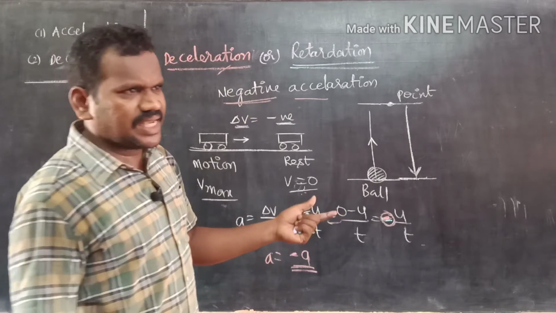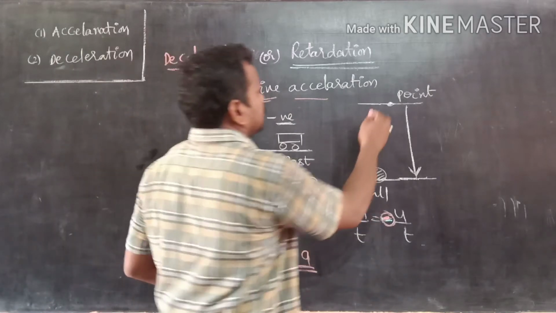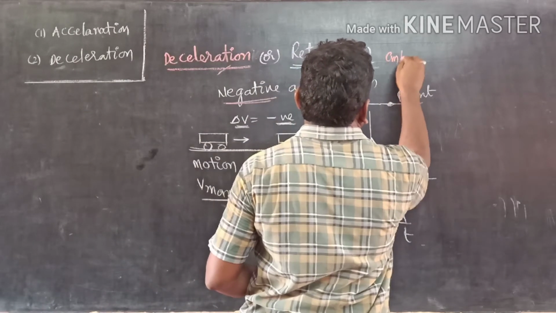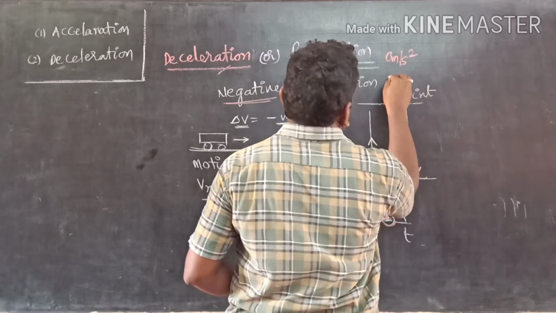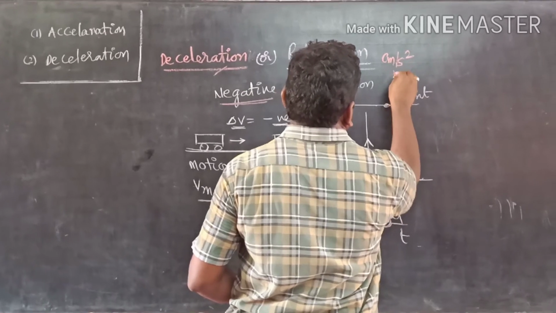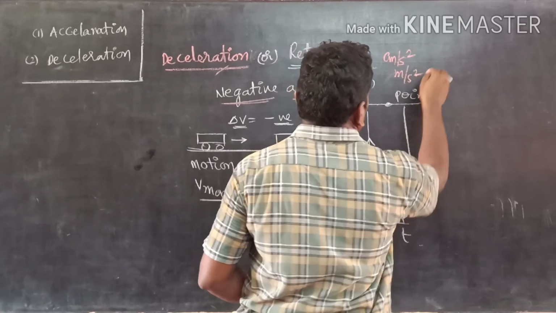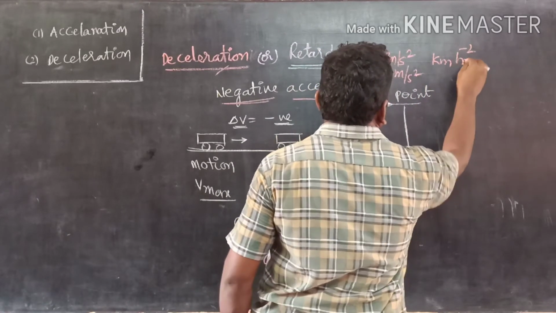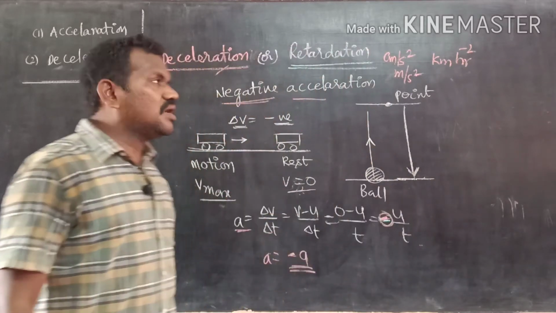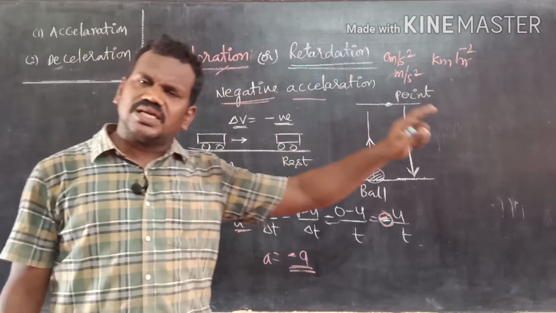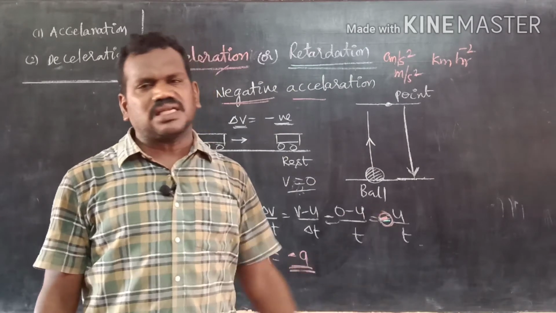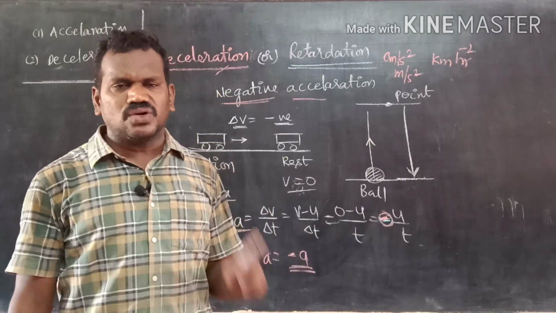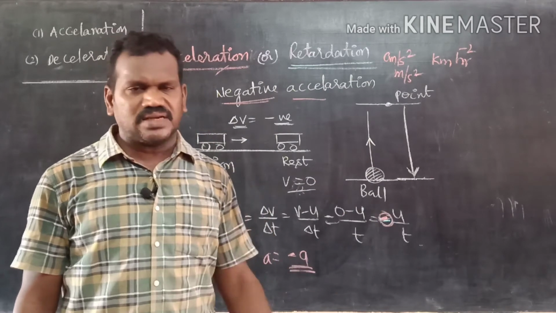The units are the same as in the case of acceleration. The CGS unit is centimeter per second square. The MKS or SI unit is meter per second square. The general unit is also kilometer per hour square. These are all quite common. Even deceleration is a vector quantity like acceleration. The difference is only the sign convention.